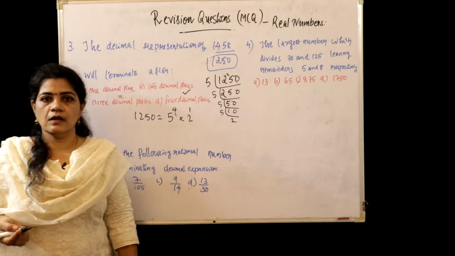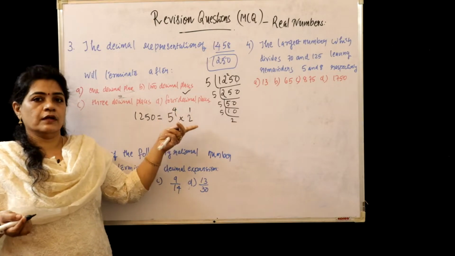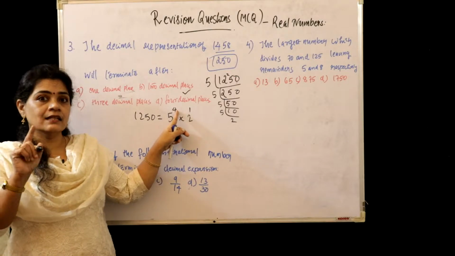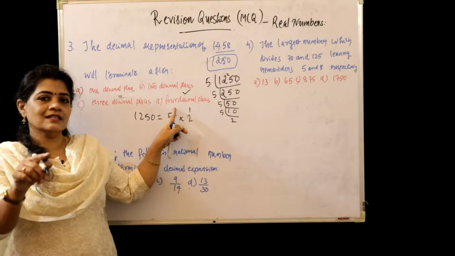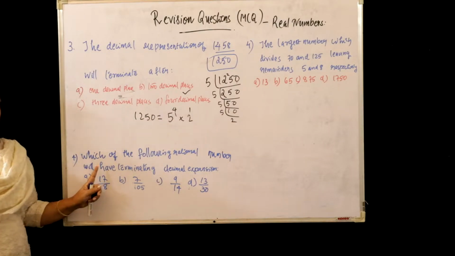4 decimal places. So compare and see which has the greatest exponent. The greatest exponent tells you after that many decimal places it will terminate. Understood? Okay. Now the 4th question.